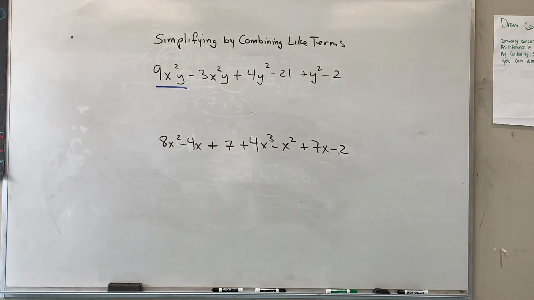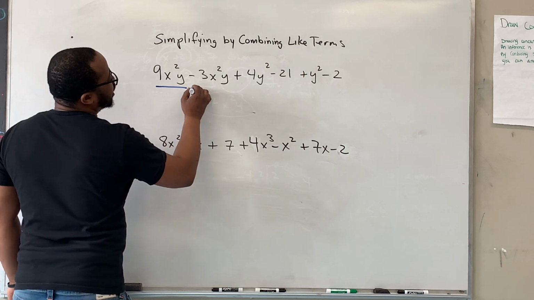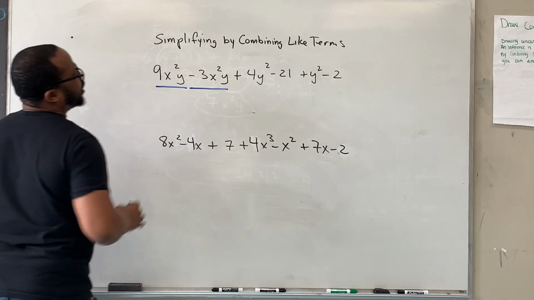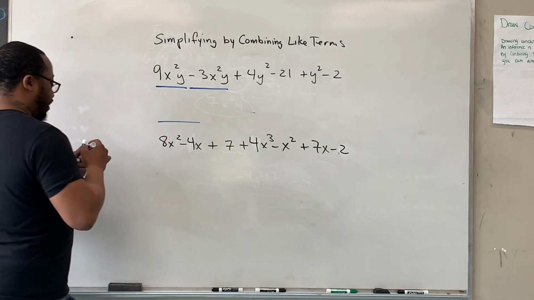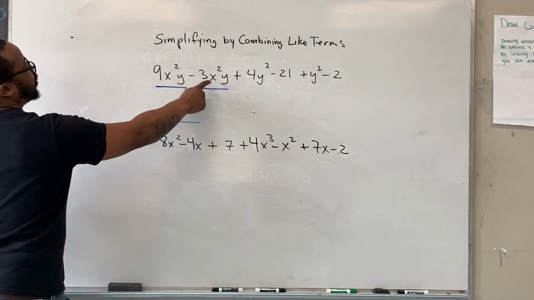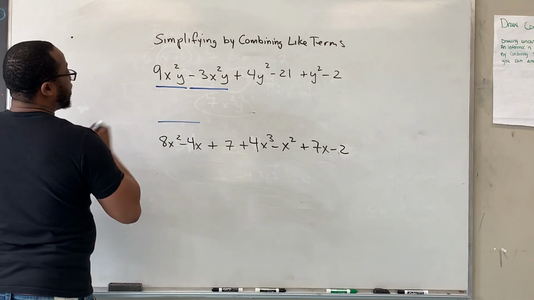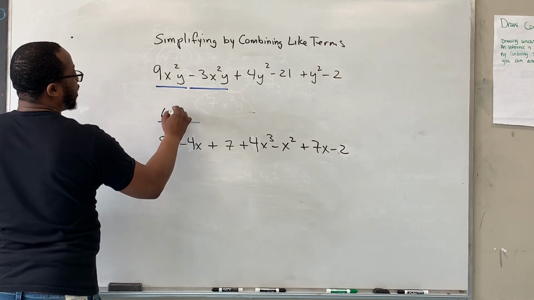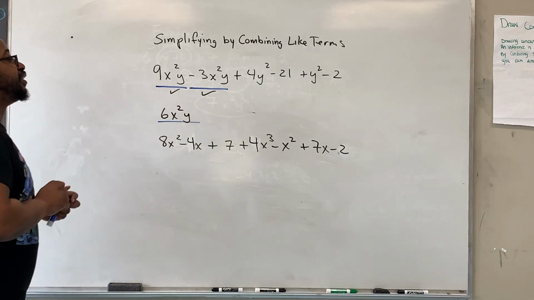I have a 9x squared y. What else goes with it? Well, it's only gonna be this minus 3x squared y. And when I look at that, these are both the same, like I said in the previous video. So 9 minus 3 is going to be 6x squared y, and both of these things are taken care of.